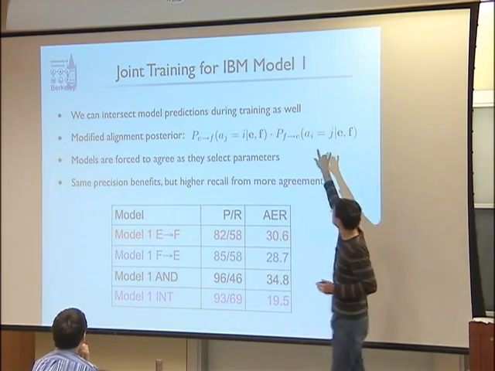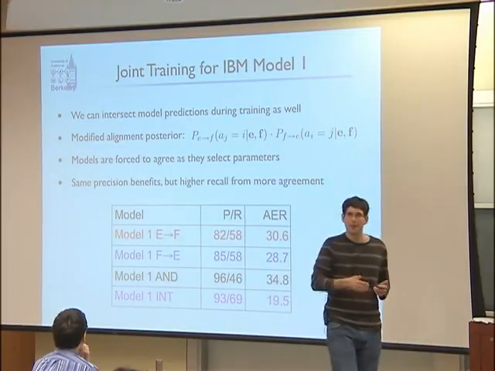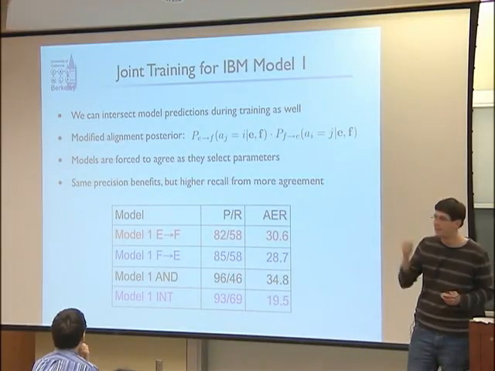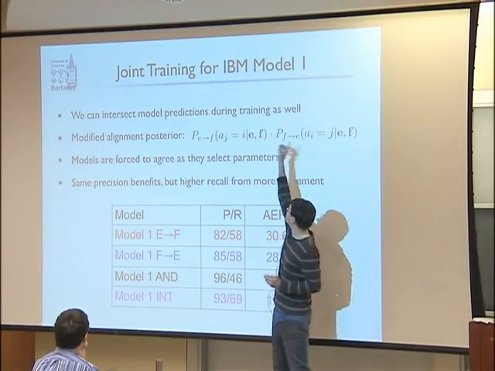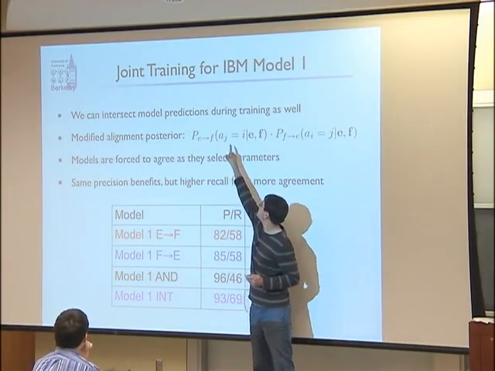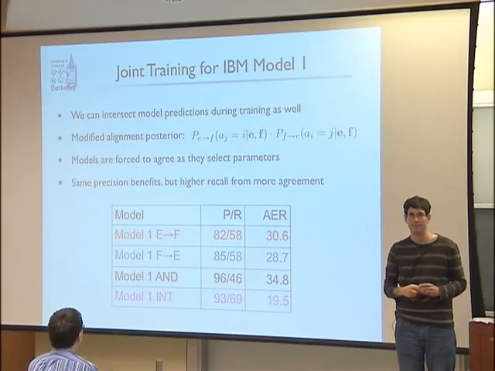Well, these two expressions are identical, but they're under different models in different directions. So you can say, what's the posterior of this alignment being there? Well, it's only there if this model thinks it's there and this model thinks it's there. We can multiply these things together.